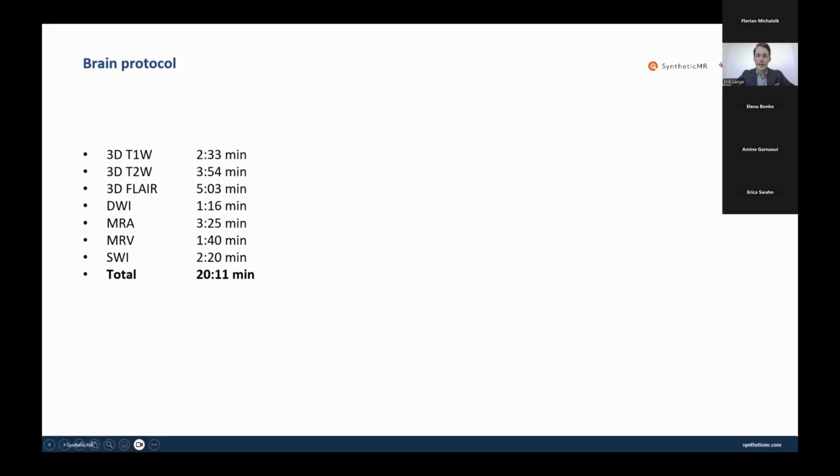Then lastly, just an example of implementation into your MRI protocol, what it could look like. Of course, it will differ a lot between different hospitals and for different clinical applications, but I took an example here from Ben Kennedy at Mermaid Beach, who presented on SyMRI last year at ECR. And as you can see here, they have a fairly substantial brain protocol, just about 20 minutes, with both T1, T2, and FLAIR, diffusion weighted images, MRA and SWI.